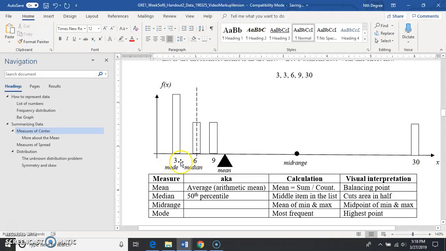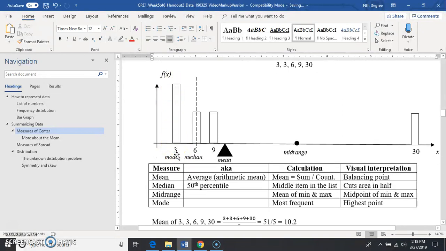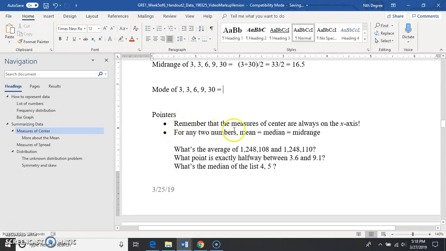A lot of students would say the mode is up here. No, it's not up here. It's right here on the x-axis. It's 3. So remember that the measures of center are always on the x-axis. Don't try to compare them to each other vertically.